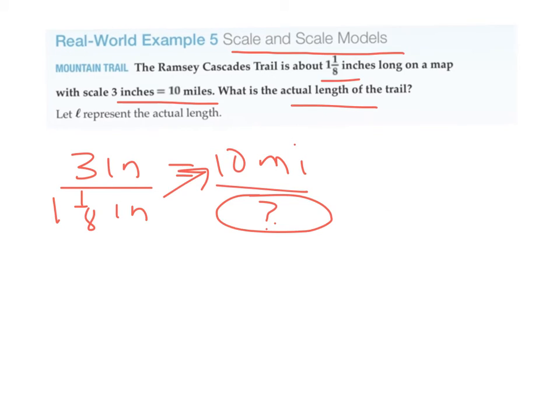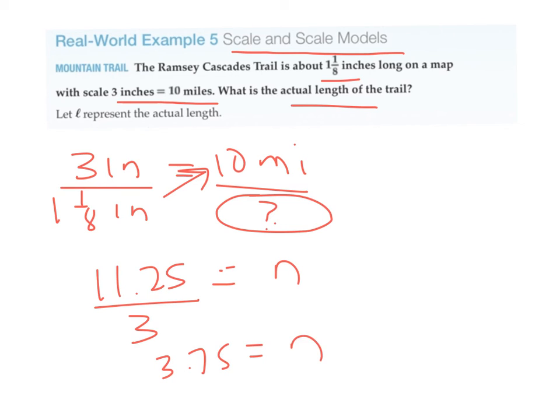So this times 10 is 11.25 equals N, and we have to divide by the 3 to give us 3.75 equals N. So the answer is it's 3.75 miles.